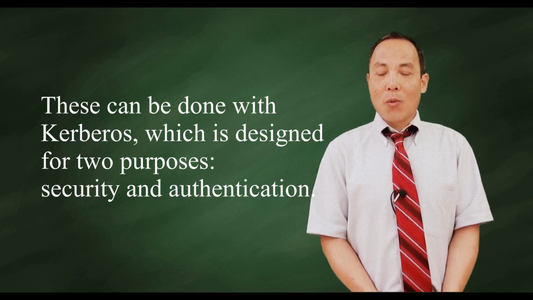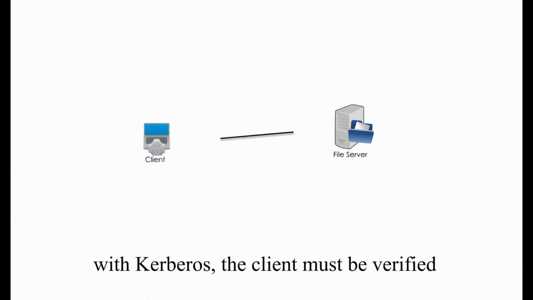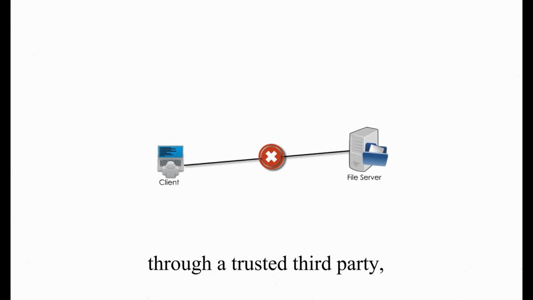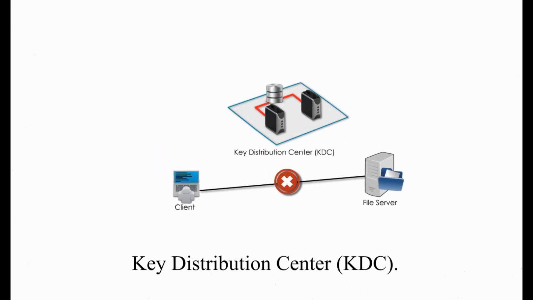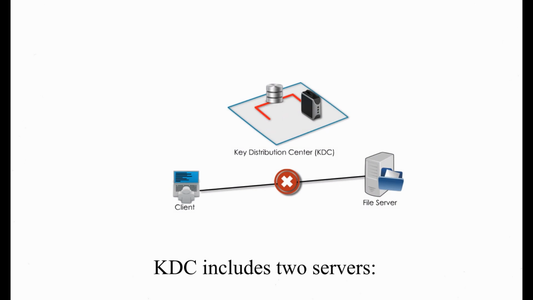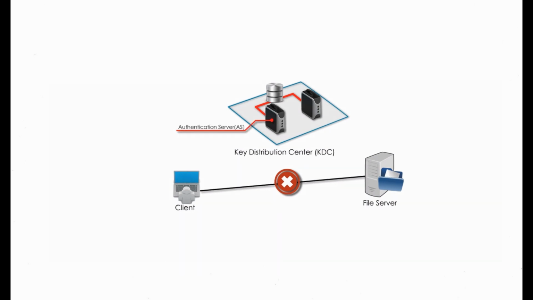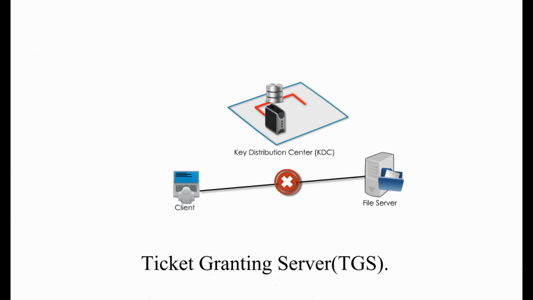Here is how it works. Suppose a client wants to access a file server, but with Kerberos, the client must be verified through a trusted third party. And this third party is a Key Distribution Center, or KDC. KDC includes two servers, Authentication Server, or AS, and a Ticket Granting Server, or TGS.